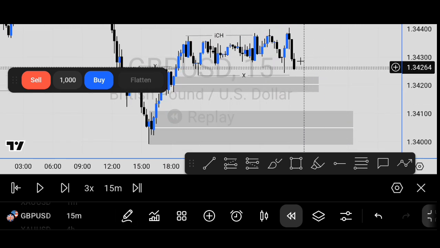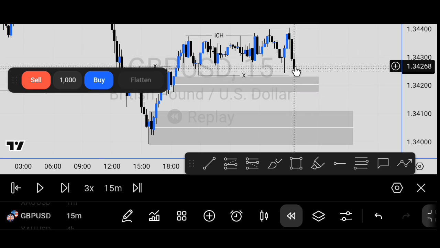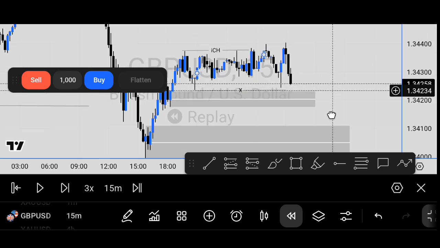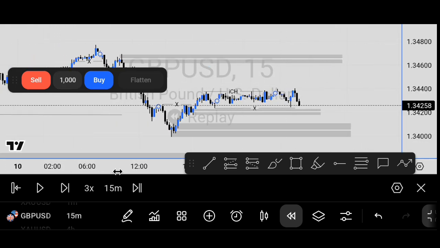Because we have two POI, we have to wait to see how the market reacts here to go long, and our target would have been this high. So that was my mistake.